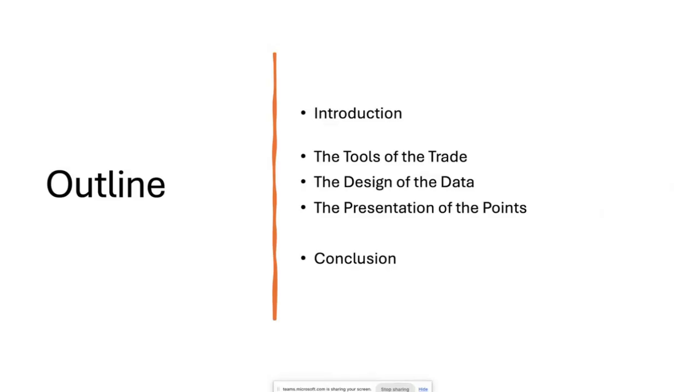We're going to have a quick introduction just to let you know who I am. We're going to talk about 3 key aspects of presenting data. So the tools of the trade, like what we have available to us, the design of the data, so how do we actually make sense of what we have in our research, and the presentation of the points, so we can see how the data we've got implies something or comes to some sort of conclusion. At the end, we're just going to recap the main points of what we talked about today.